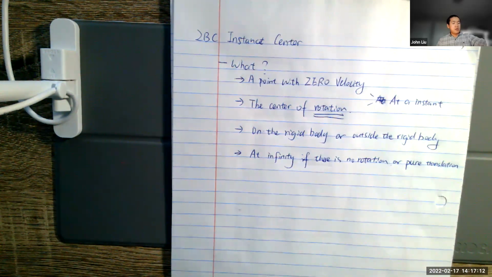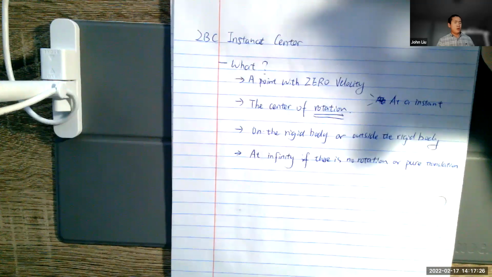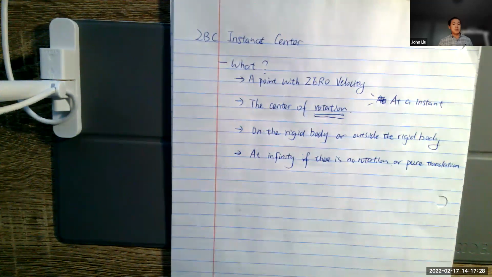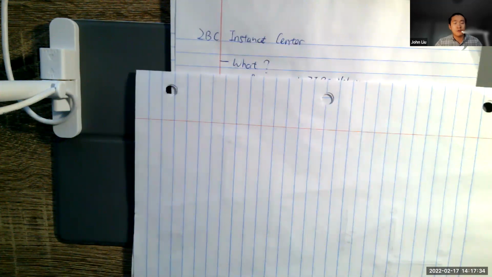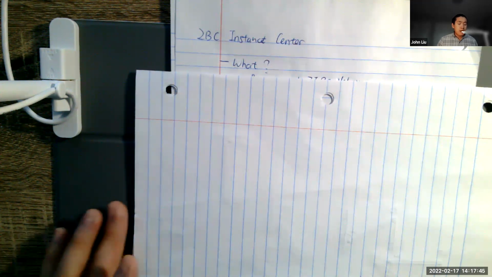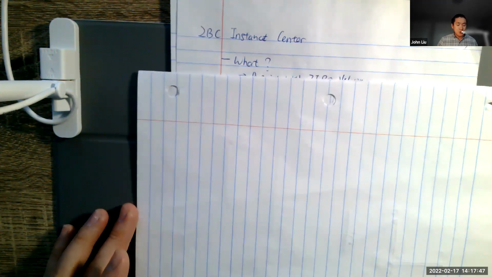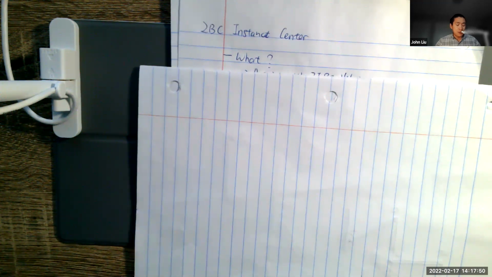Hey, today we're gonna talk more about Instant Center. So today we're gonna learn more about what Instant Center is and how to find it. Last time we mentioned Instant Center is a point with zero velocity, right? And what other things can instant center do, or what are other definitions of instant center?